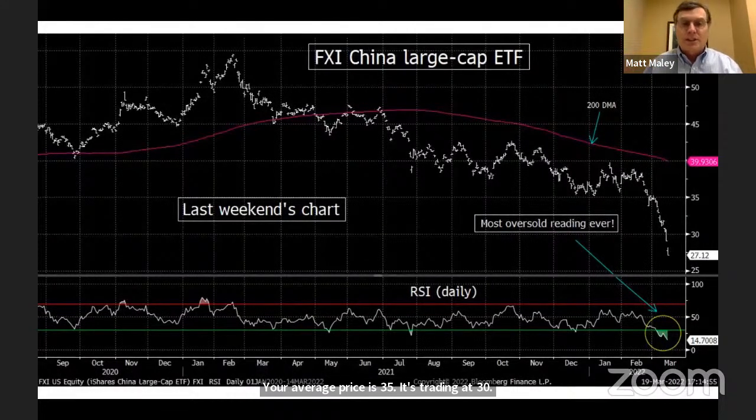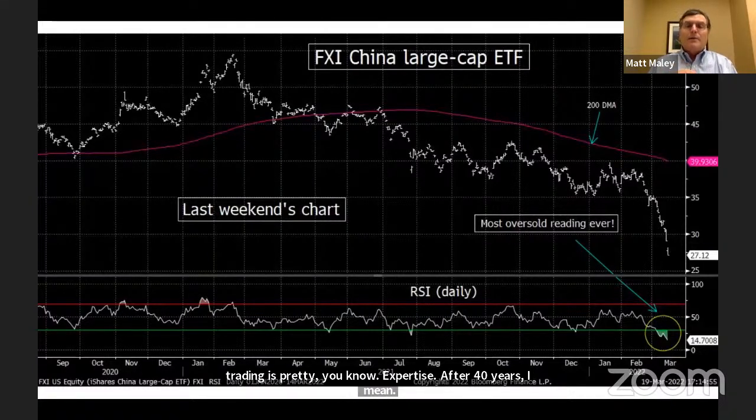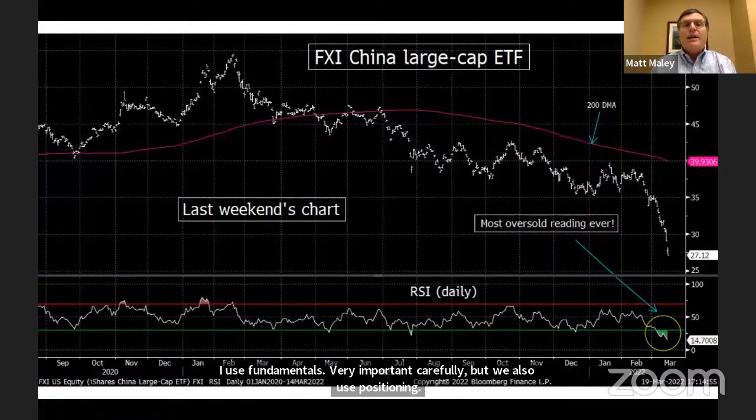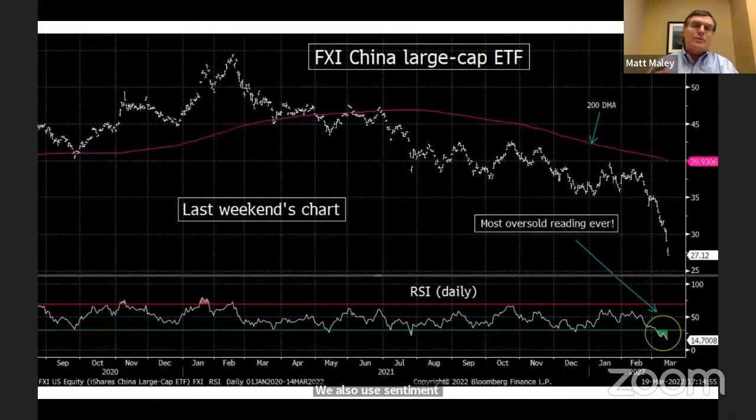And what we try to do in the chat room, again, with my trading expertise after 40 years, is use fundamentals, which are very important, carefully, but we also use positioning and sentiment. We use technical analysis very heavily to tell us, hey, that was a bad entry point, it didn't work out, I thought it was going to for a lot of different reasons, but look at this, now it's much more compelling. It may be two days later, it may be two weeks later, and sometimes you're just like, nope, I was just wrong, and you walk away. But you've got to cut your losses.